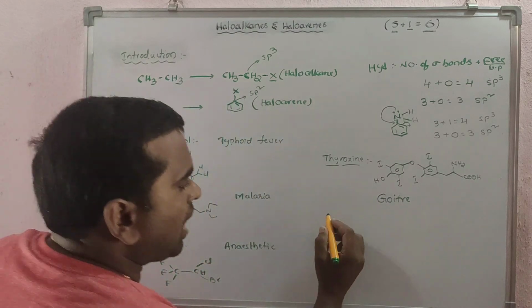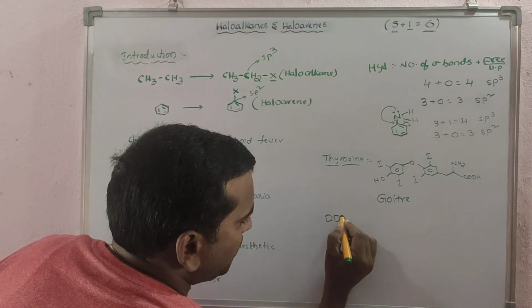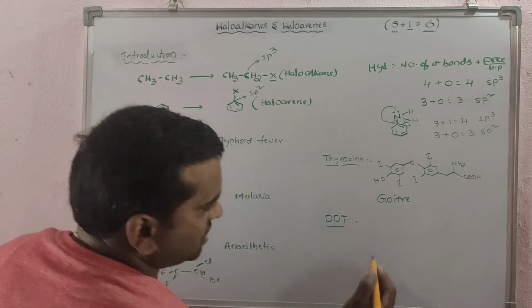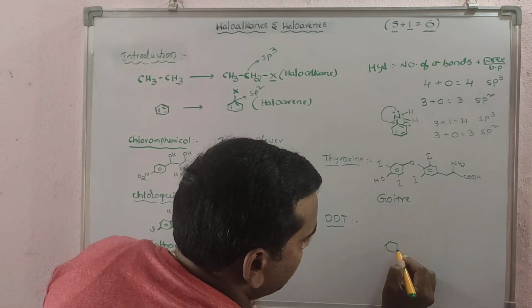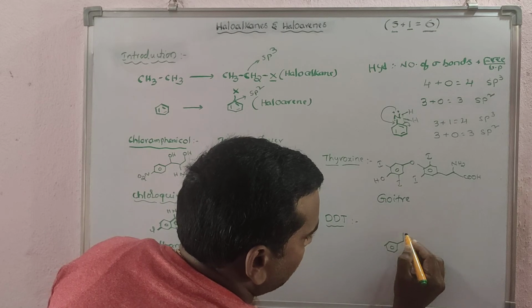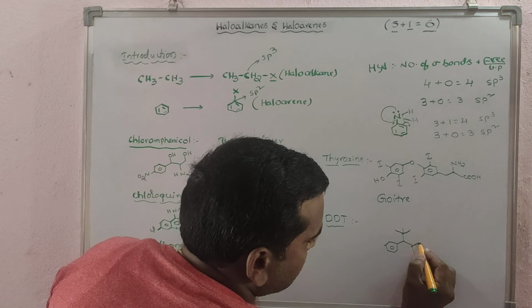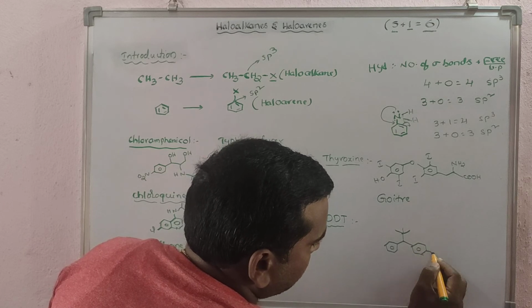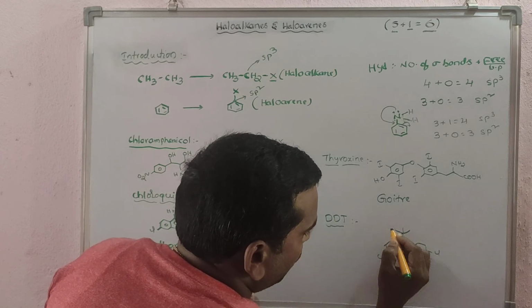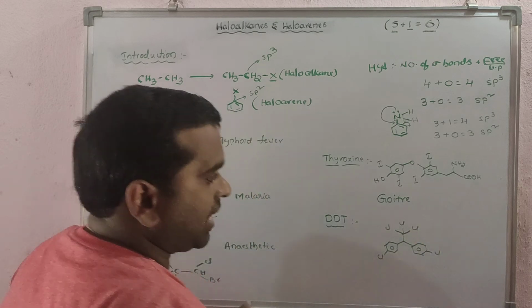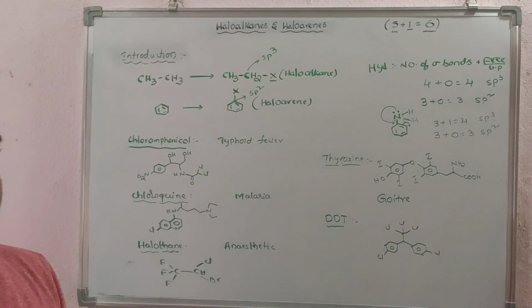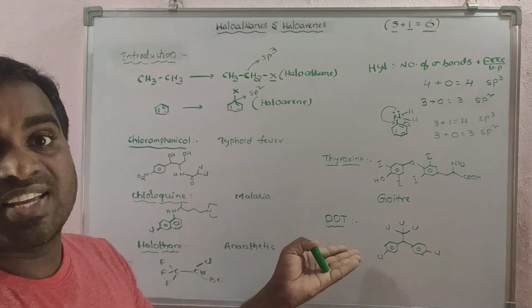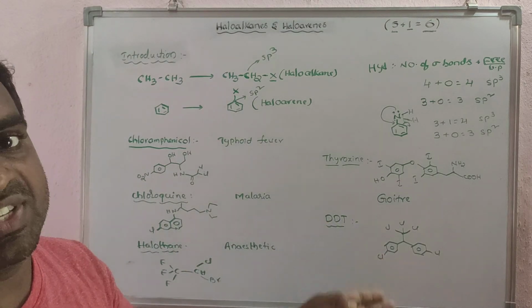Clear? Another compound is DDT, which is very, very important for your PU examination also. You have to remember the structure of this DDT, because this compound is very important. Chlorine, chlorine, and all these are chlorine atoms. This is DDT. It is used as an insecticide and also a pesticide.